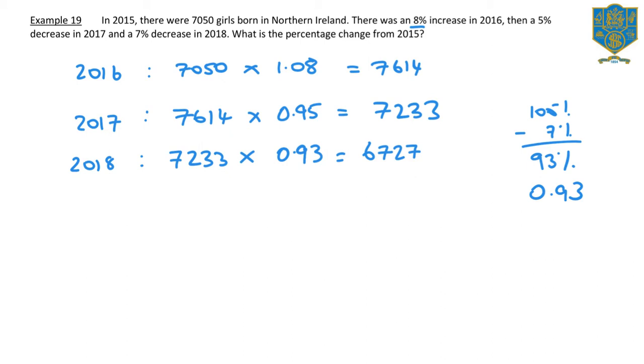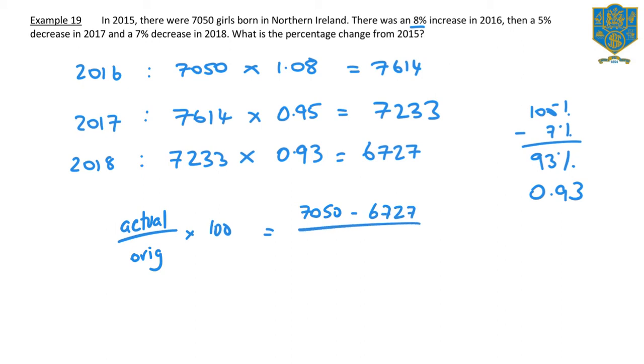Now to work out percentage change, it's the actual change divided by the original multiplied by 100. So the actual change is going to be 7,050 minus 6,727 over the original 7,050 multiplied by 100, which gives us a 4.58% change, and that would be a loss or a decrease.